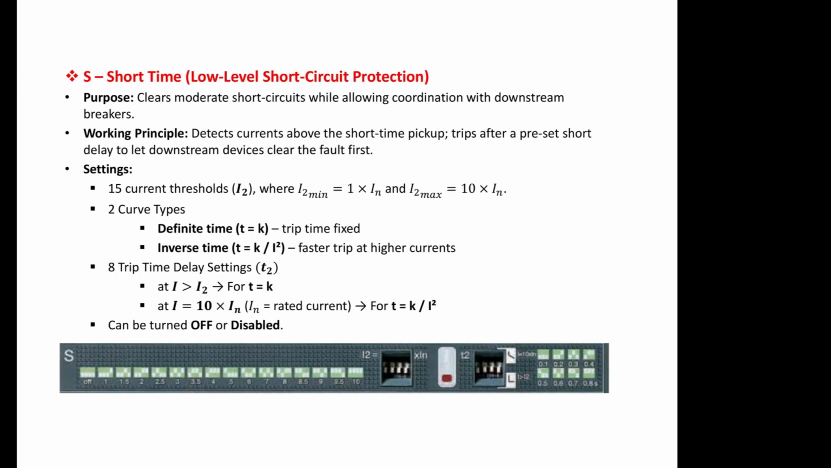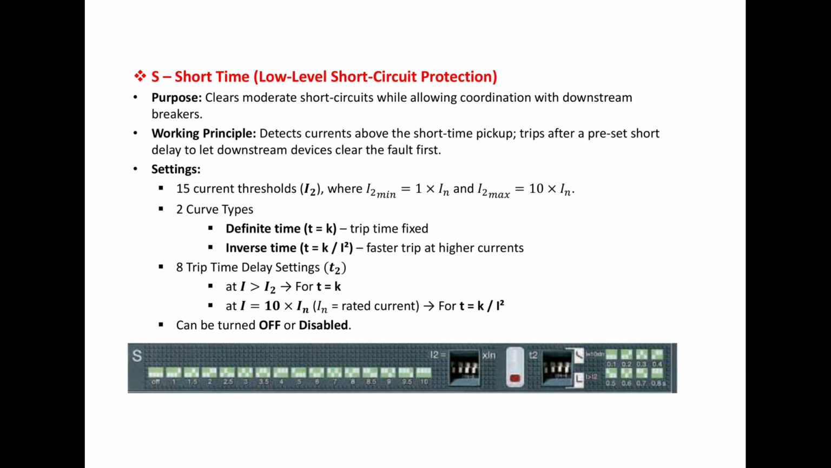Next is the S short time function, which is for low level short circuit protection. Its purpose is to clear moderate short circuits while ensuring coordination with downstream breakers. The unit detects currents above the short time pickup and trips after a preset short delay. This delay allows the downstream devices to clear the fault first.